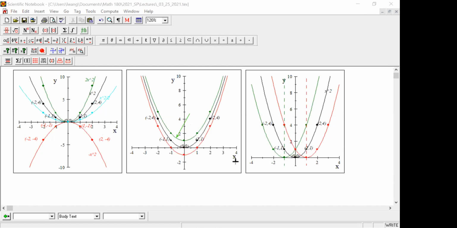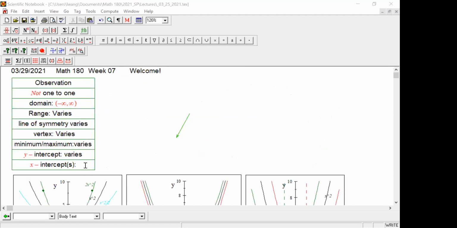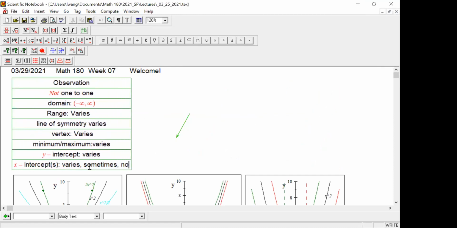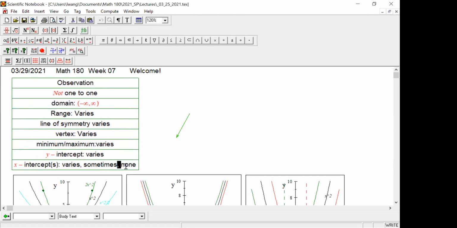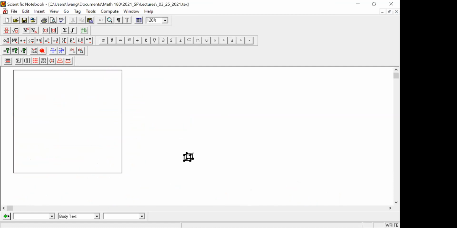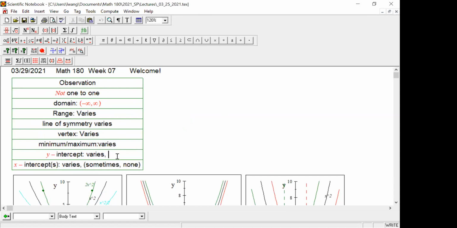Do we always have a y-intercept? That's the question. Do we always have a y-intercept? The answer is yes. Do we always have an x-intercept? The answer varies. Sometimes none. So we may have x-intercepts and we may not have x-intercepts. So varies. Sometimes none. And so we always have a y-intercept. We always have one.